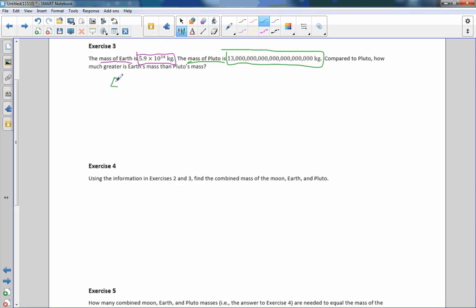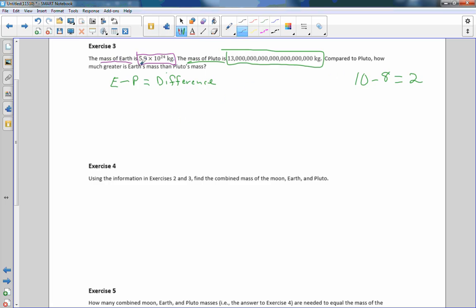If we have Earth's mass and we want to know how much greater it is, that's like asking how much greater is 10 than 8? We'd say 10 minus 8 equals 2. 10 is 2 greater than 8. So we're going to take the Earth's mass and subtract Pluto's mass to get their difference. That's what this question is asking.